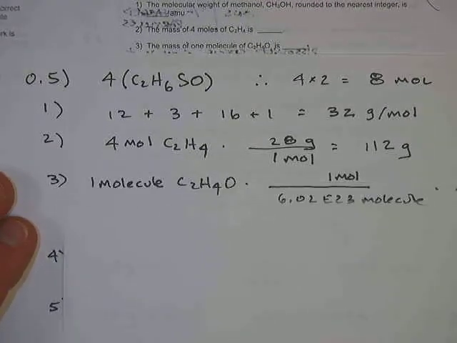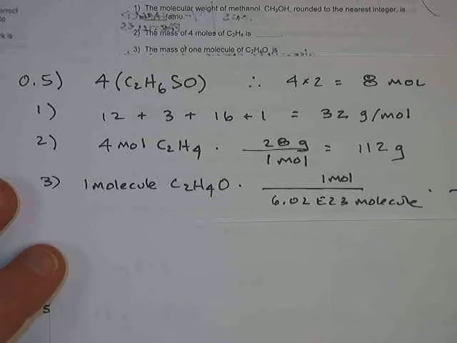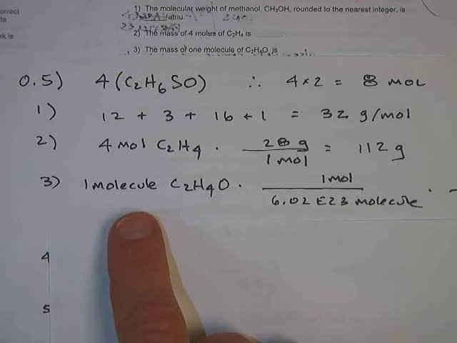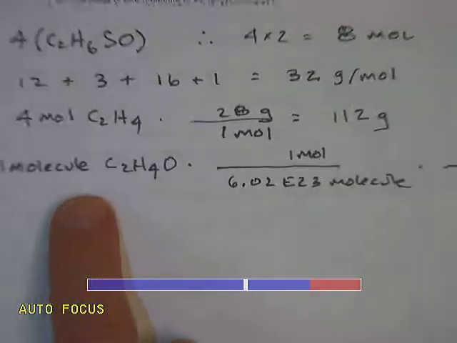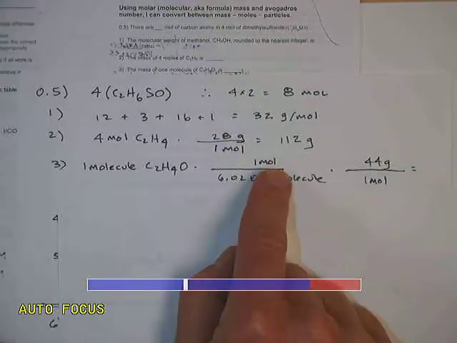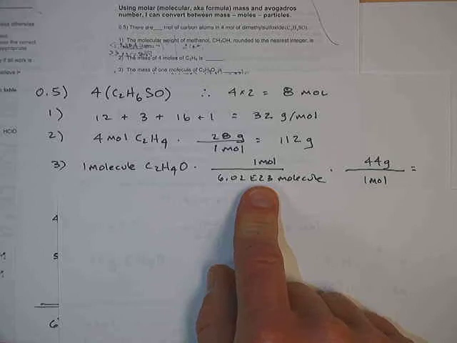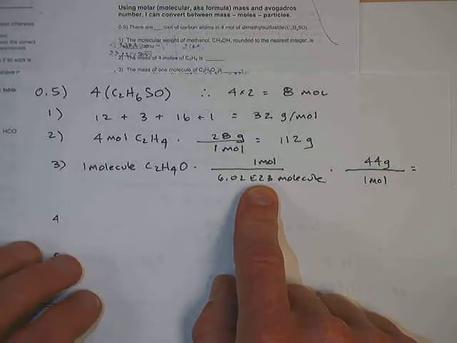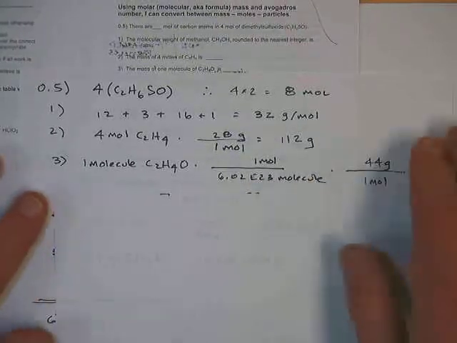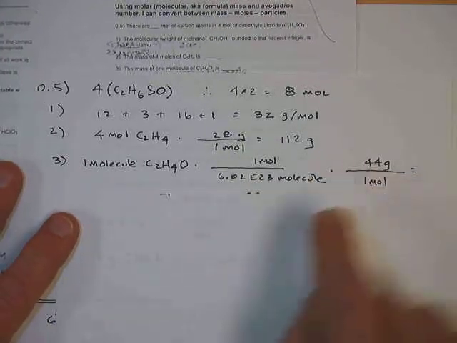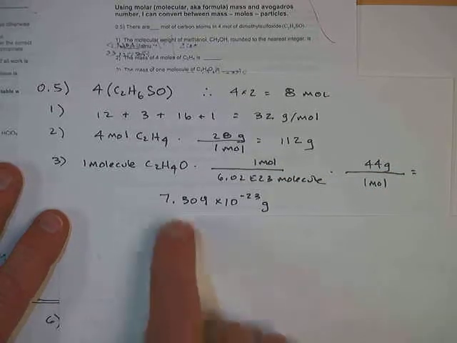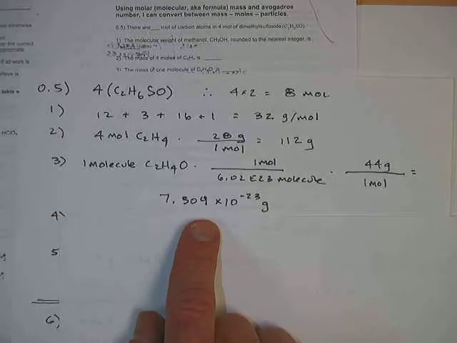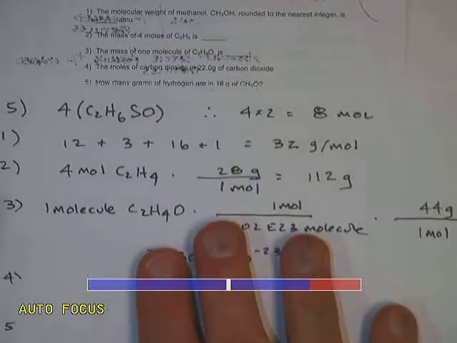Number 3, mass of 1 molecule. In 1 molecule, we're going to go from molecules to moles, and then from moles to grams. So right here is 1 molecule, and in 1 mole there are 6.02 times 10 to the 23rd molecules, and since it's C2H4O, then it adds up to 44 grams per mole. So 1 divided by 6.02 times 10 to the 23rd, times 44, ends up to be 7.3 times 10 to the negative 23rd grams.